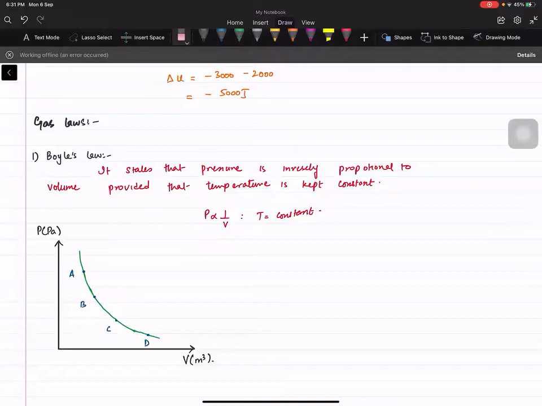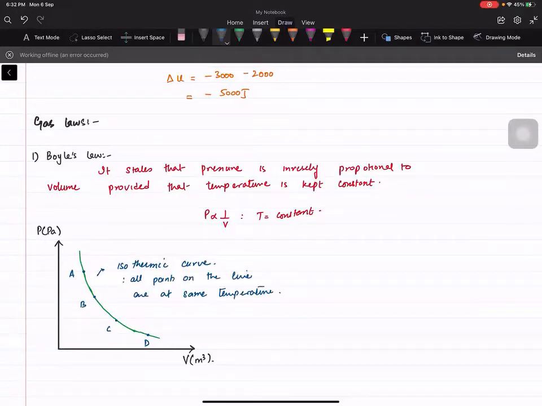This type of curve is called an isothermic curve. Isothermic means the temperature is the same along the line. Got it? Sir, could you repeat that? It means that all the points on this line are at the same temperature because according to Boyle's law, when pressure and volume are changing, temperature is constant. Understood? Yes, sir.